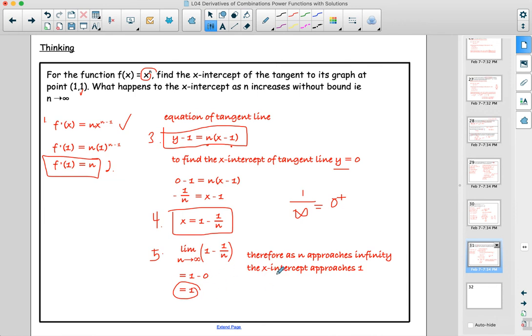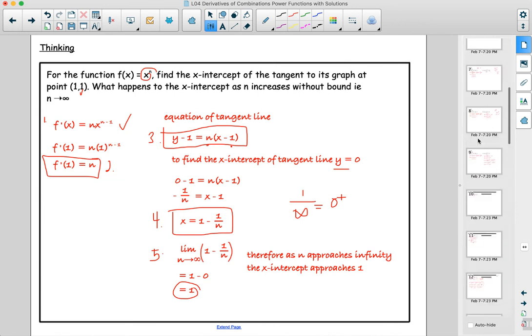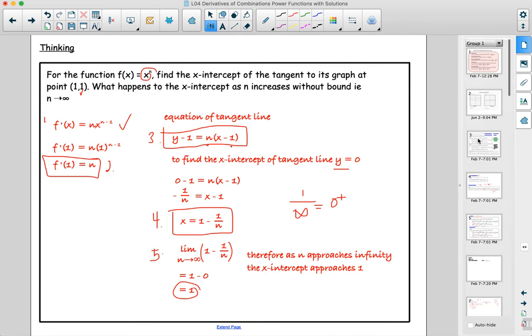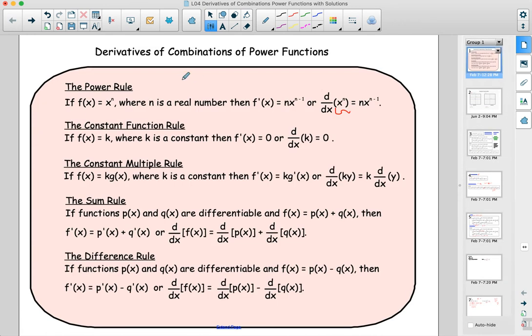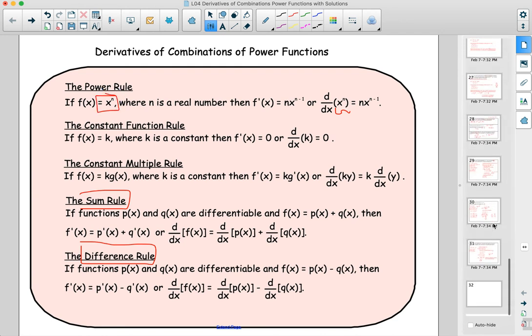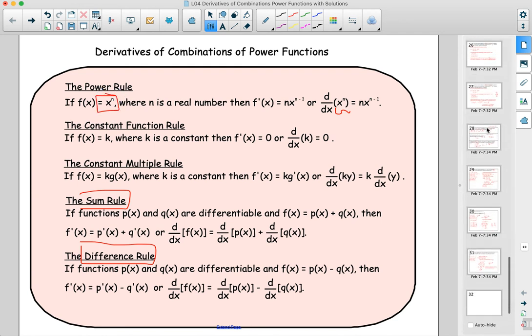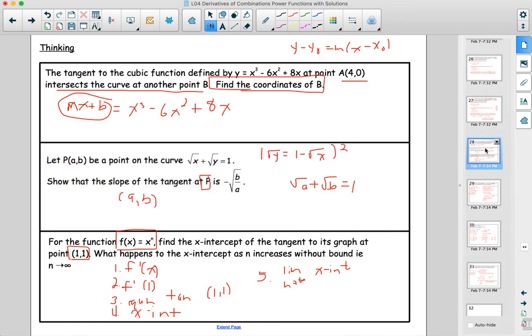All right, that brings us to the end of this particular lesson. We were looking at derivatives, combinations of power functions. That's what we did, applying mostly the sum and the difference rule, and of course making sure that we were a power function before we did anything. We looked at several examples, and then we finished off with some interesting challenge problems coming from trying to help you become better thinkers. So that brings us to the end of this lesson.